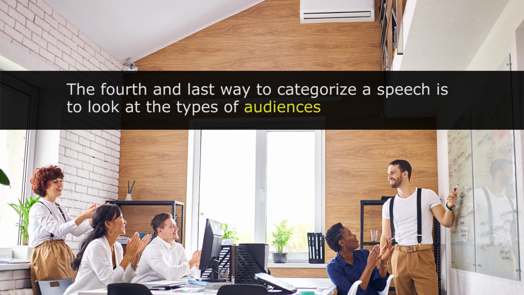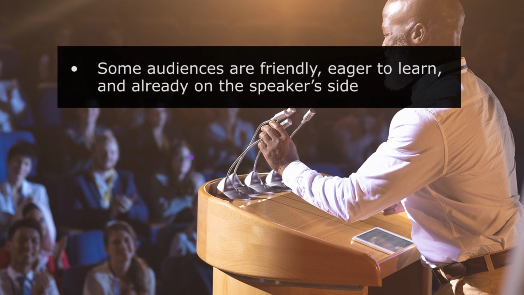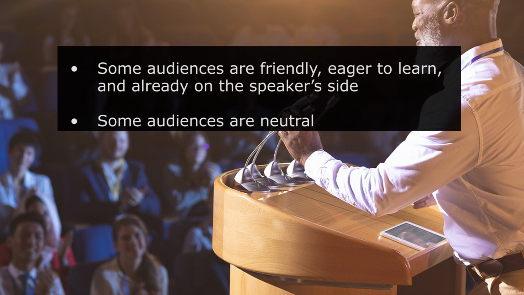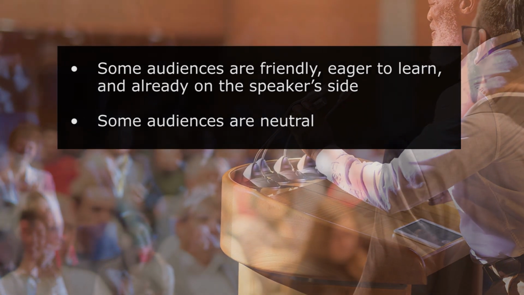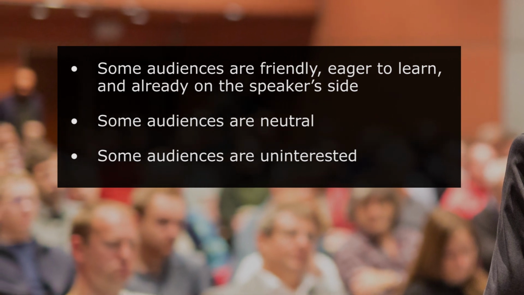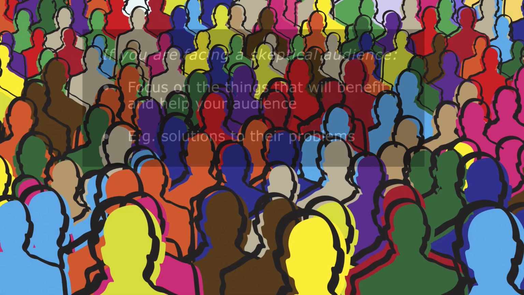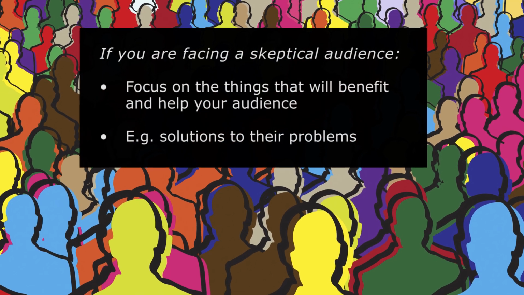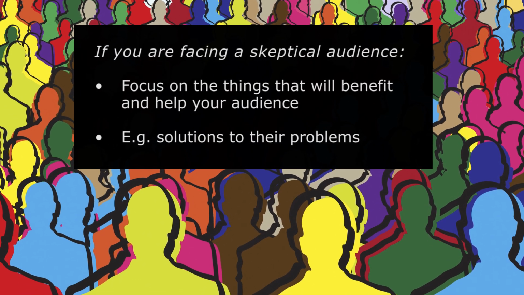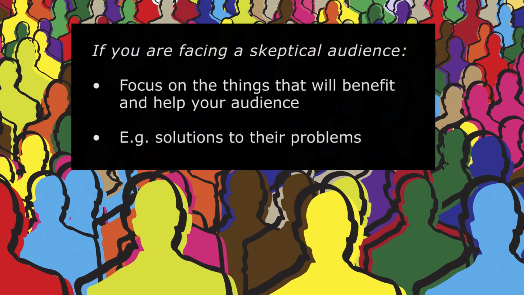A fourth and last way to categorize a speech is to look at the types of audiences. Some audiences are friendly, eager to learn, and already on the speaker's side. Some audiences are neutral, and some audiences are uninterested. You need to describe solutions to problems that will benefit and help your audience if you're facing a skeptical audience.